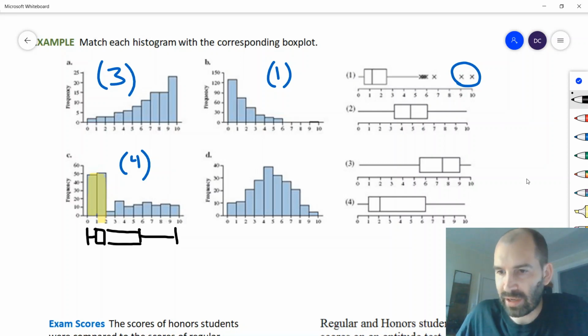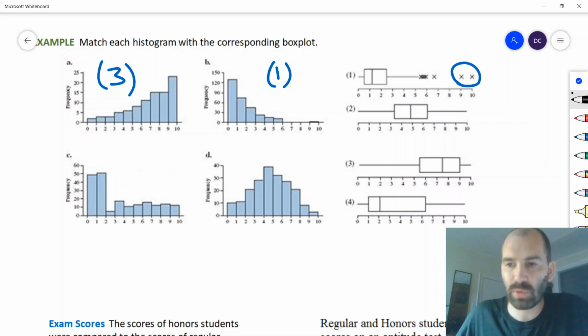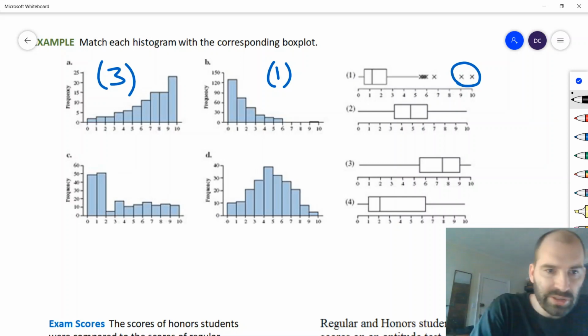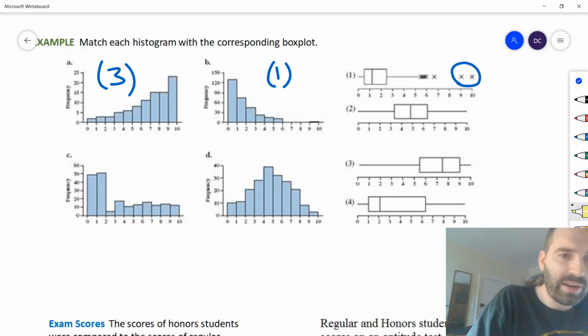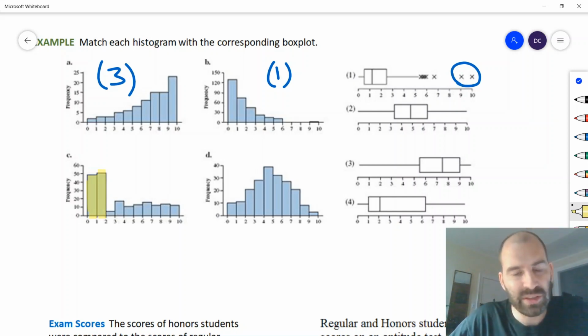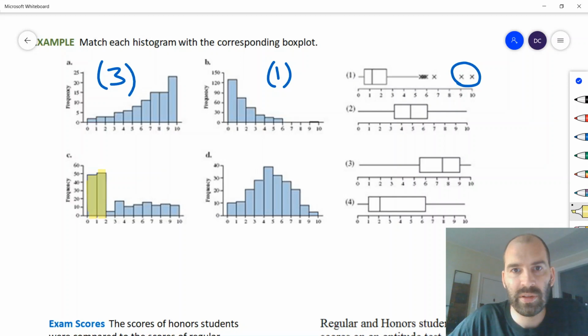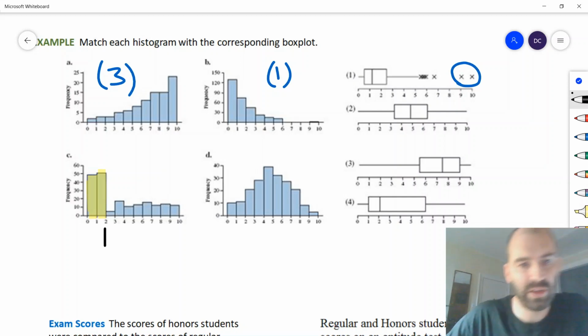Let me do that one again. I think I see a better way to explain that. So when we move to part C here, here's the quickest way to realize this one. First of all, where does it look like 50% of the data is? It looks like 50% of the data is right there. Those two bars are the same area as everything to the right. All right, so that means that the median would be right there. Q2 is right there.